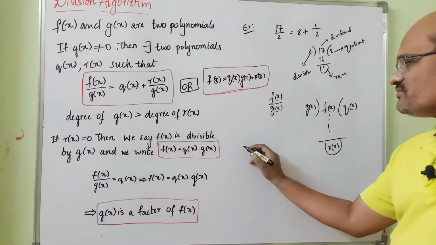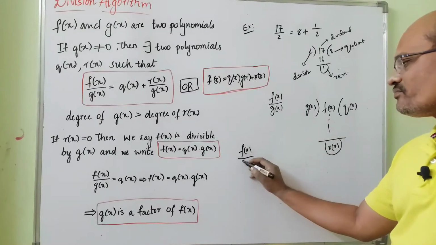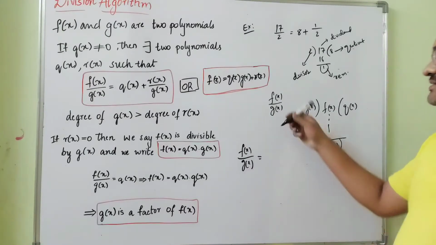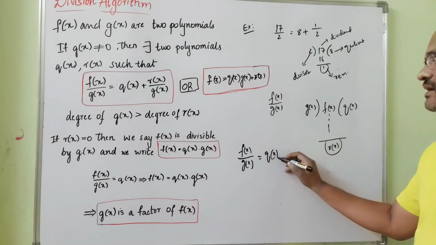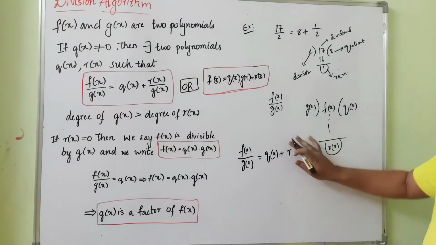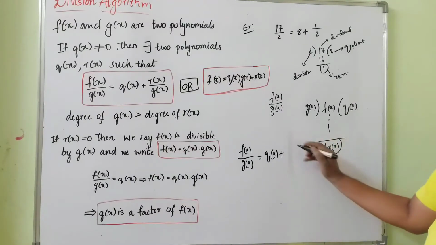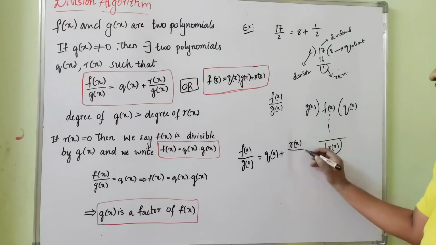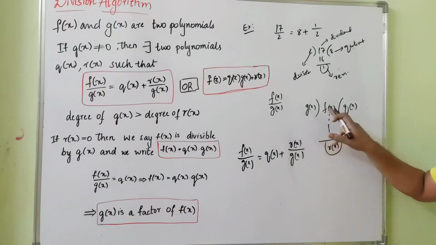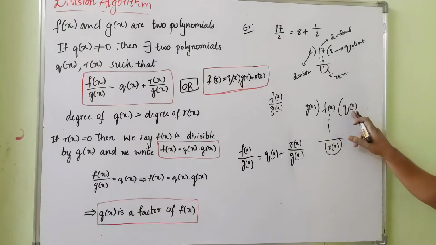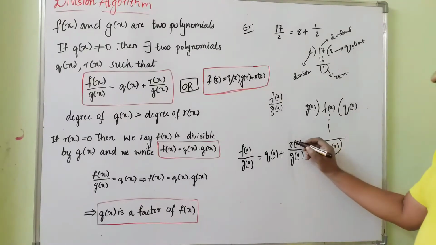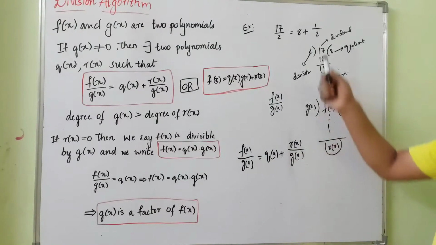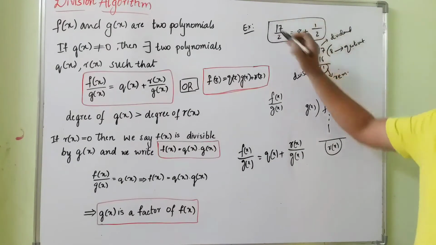Now in this way, if you divide, the fraction can be written as quotient plus remainder by divisor. G of x is the divisor, f of x is the dividend, q of x is the quotient, r of x is the remainder. You can write the fraction like this. By this example I told you.